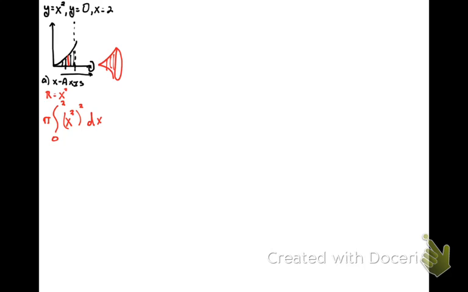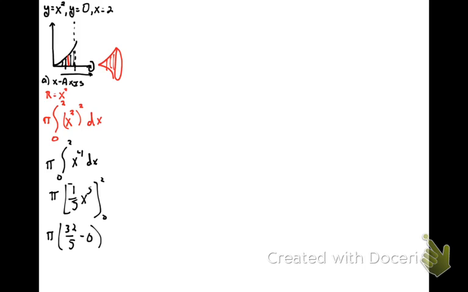And switching back to black, I'm going to clean this up just a hair. This is just like integrating from 0 to 2 x to the 4th dx, which we know is going to be pi times 1/5 x to the 5th from 0 to 2, which is pi times 32/5 minus 0, and so our volume would be 32/5 pi units cubed in this case.